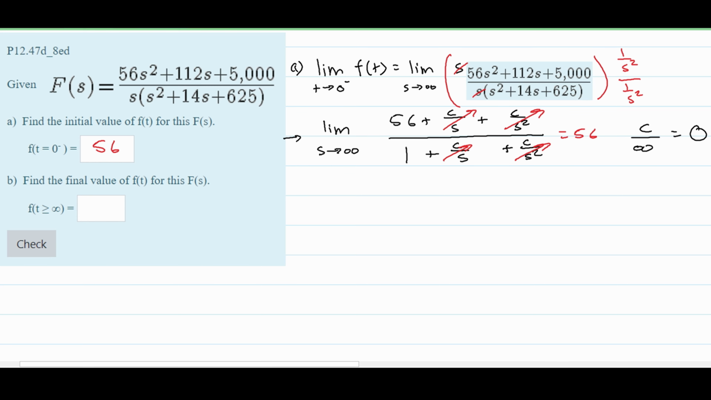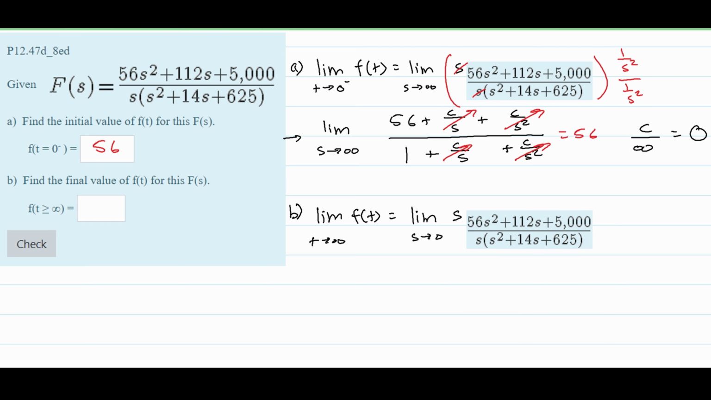Now we're going to look at part B, which is the final value theorem. The final value theorem says that we have a limit as t approaches infinity. And so we have our f(t) here equal to the limit as s approaches 0 of s times our F(s). And we are going to get this equation again.